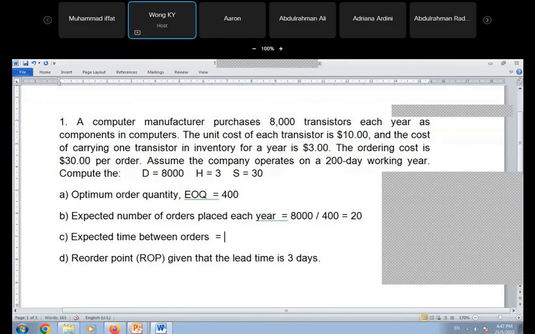The company works 200 days per year. Every year it has to order 20 times. You have to make 20 orders. So if we use 200 divided by 20, you get 10. So it means every 10 days we have to make one order. So that is the expected time between orders. Okay, question D. The reorder point, given that the lead time is 3 days.